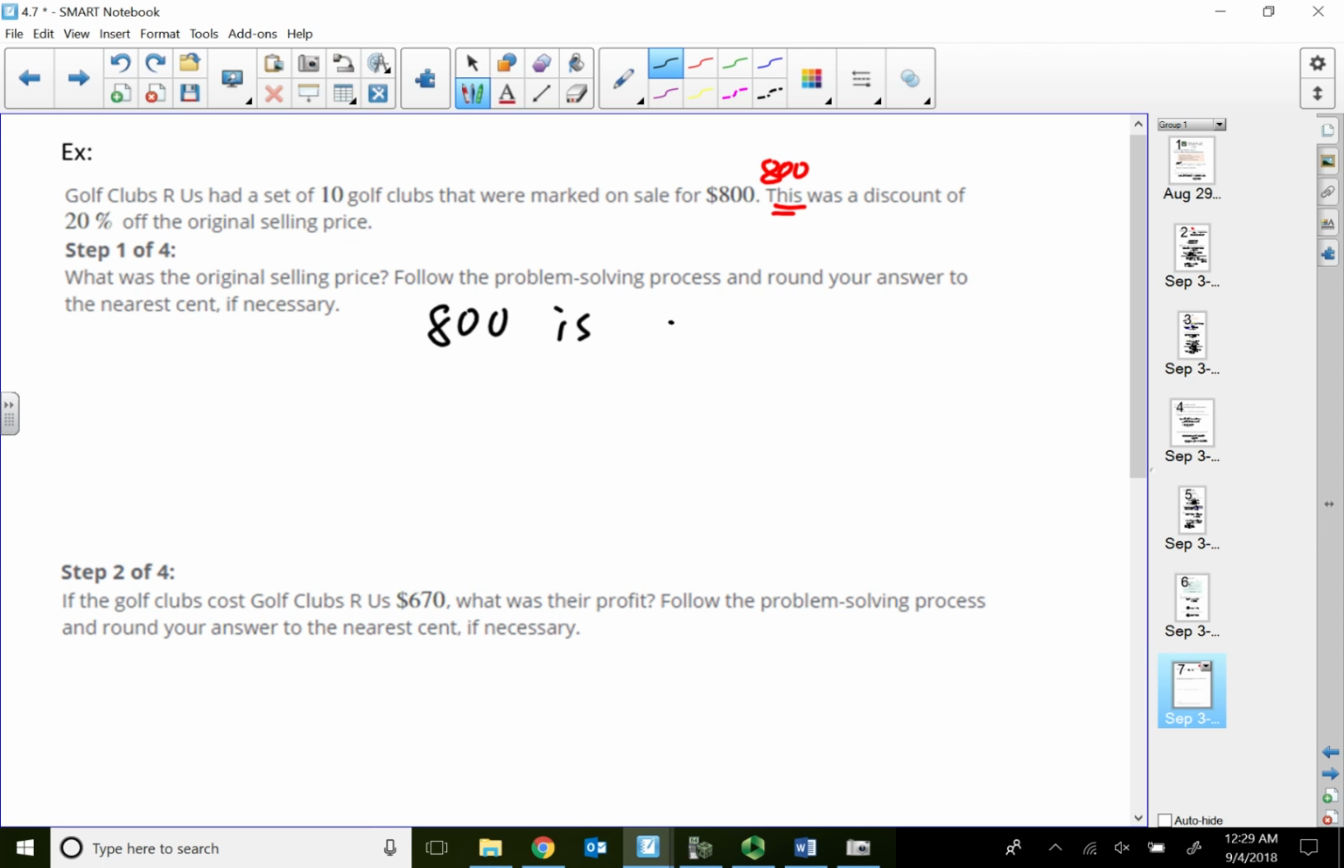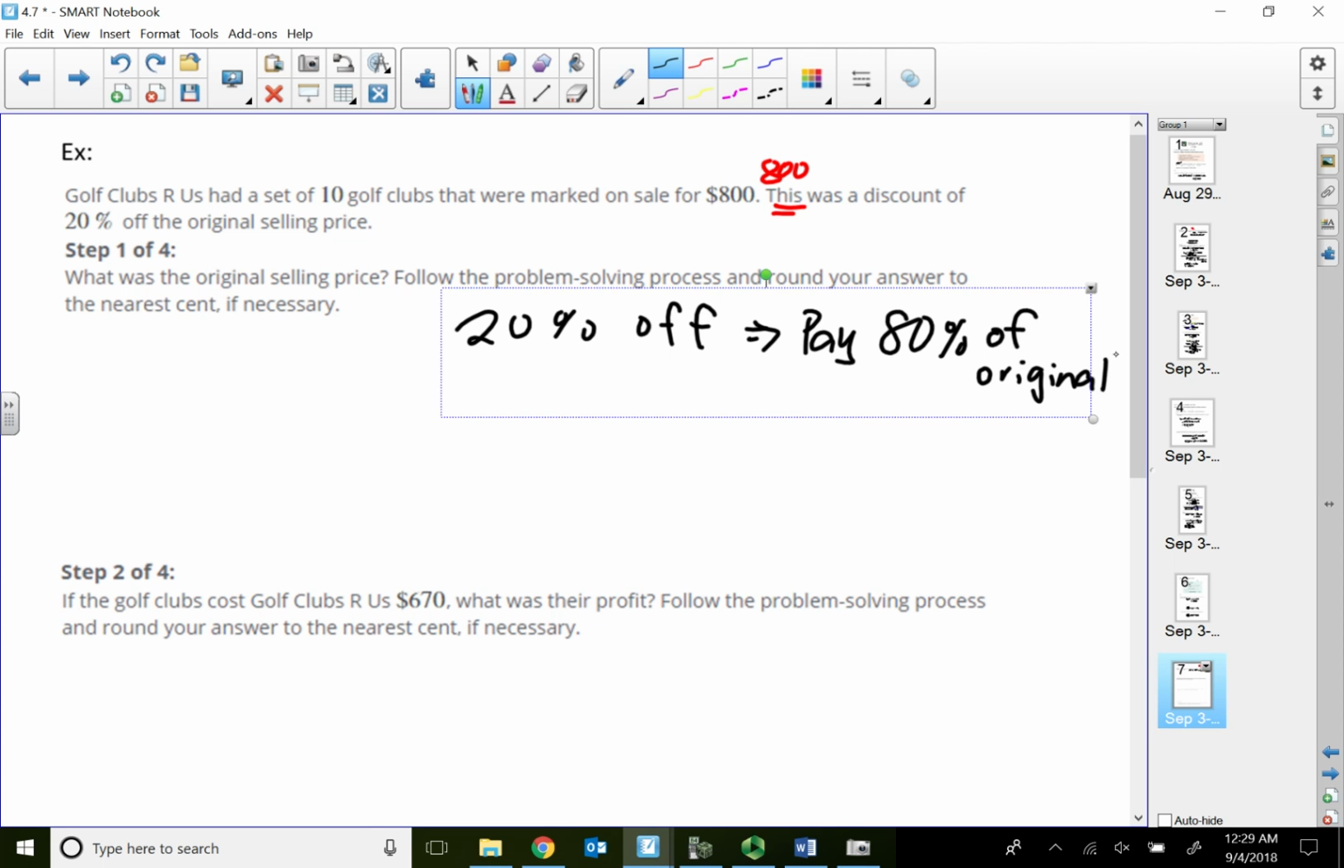So 20% off the original selling price means we are paying 80% of the original price. 20% off the original price, that means we are paying 80%. And the 80% that we are paying is this $800. So the $800, which is a discount of 20%, is actually 80% of the original selling price.